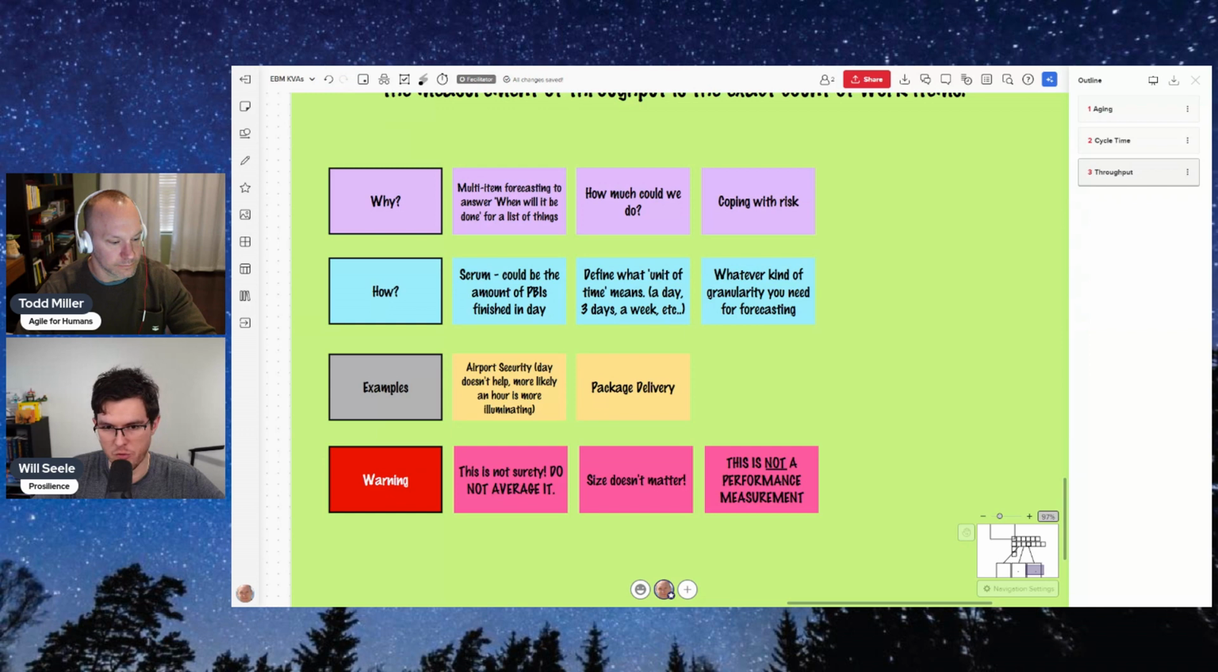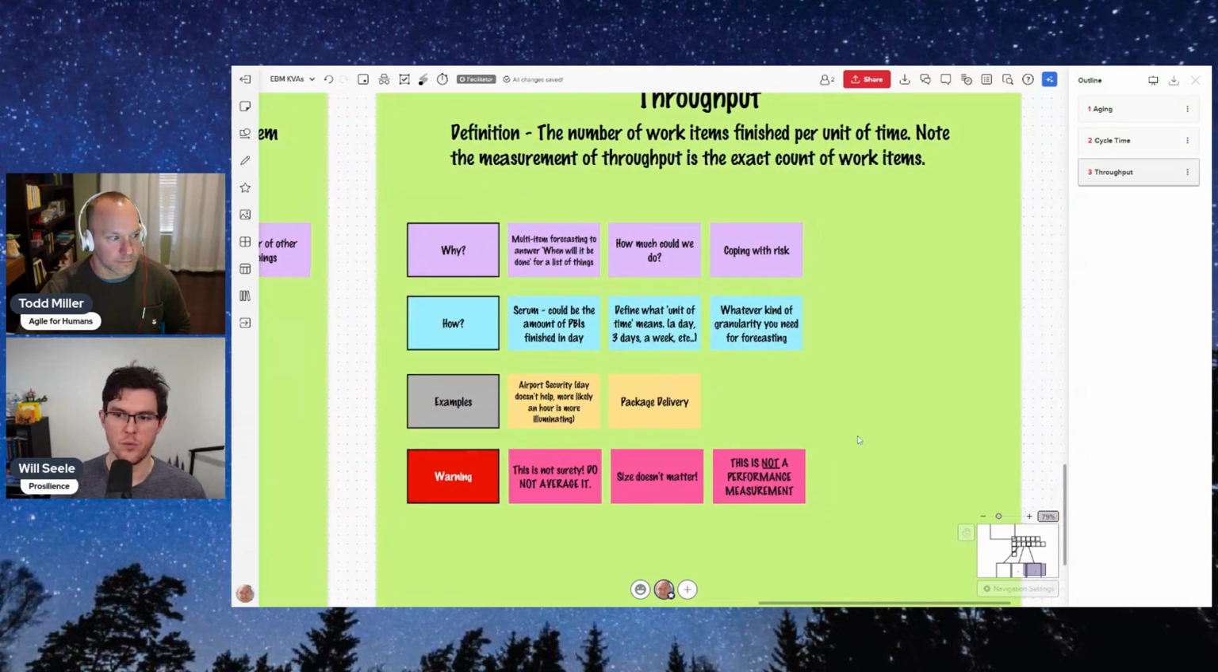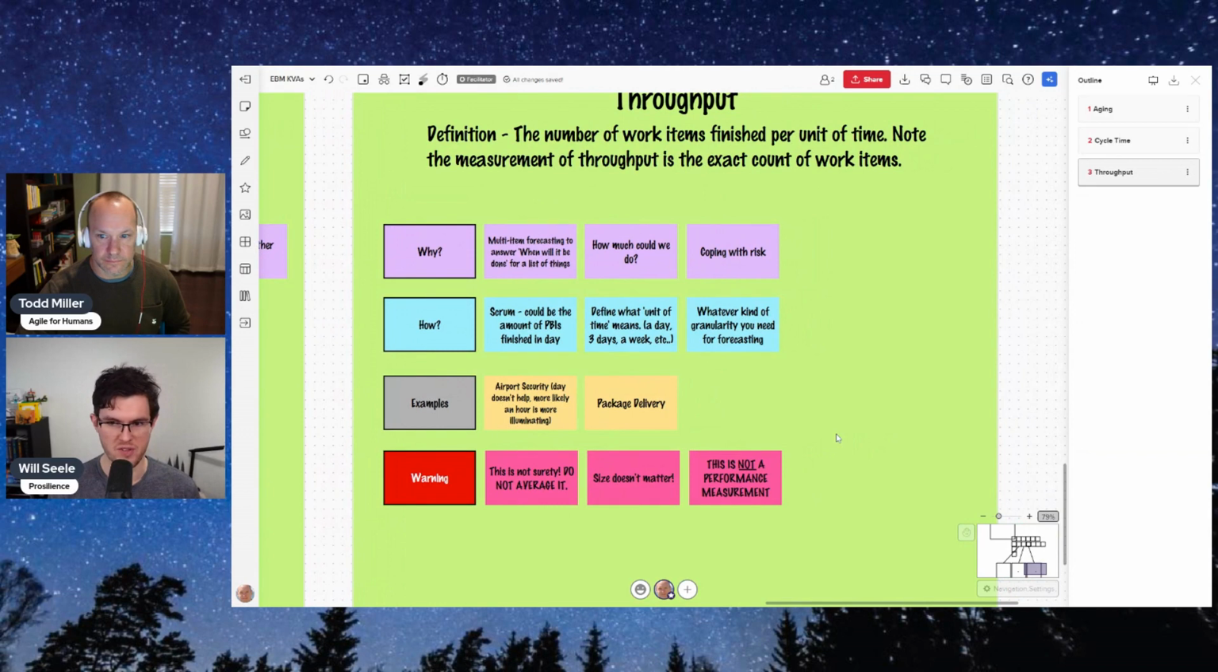Quality will be the absolute first thing to suffer, right? Which leads me to, I don't know if this is a warning or still part of the how, right? We've talked about define what unit of time means here.